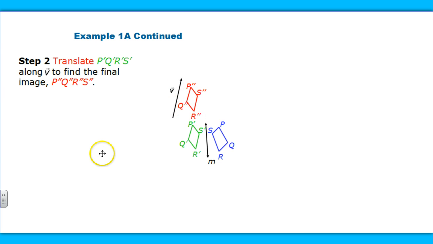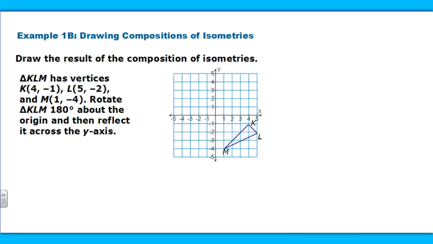P'Q'R'S'. Okay? Let's see if we can draw the result of the composition of isometries in a coordinate plane. So we have KLM with the given vertices, you can see here, and we're asked to rotate it 180 degrees about the origin, 0, 0, and then reflect it across the y-axis.